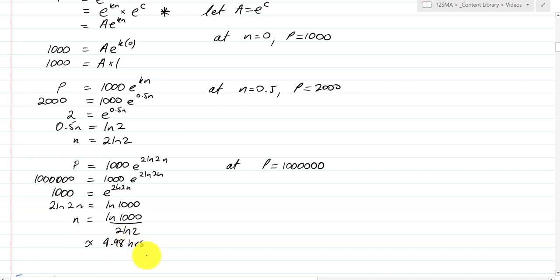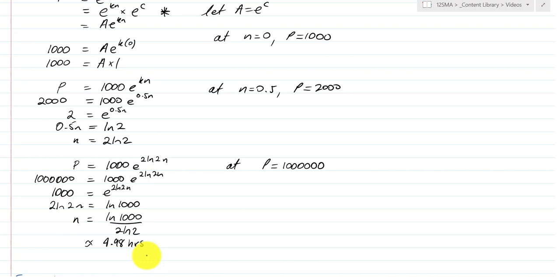And this actually suits what we'd expect, because obviously we know that population growth happens pretty rapidly at a bacterial level, and this is growing at a fairly rapid rate. So to get from 1000 to 2000 in half an hour, but get to 1 million in 5 hours, well, that's not uncommon for exponential growth. So there we go. There's our solution to example 1.